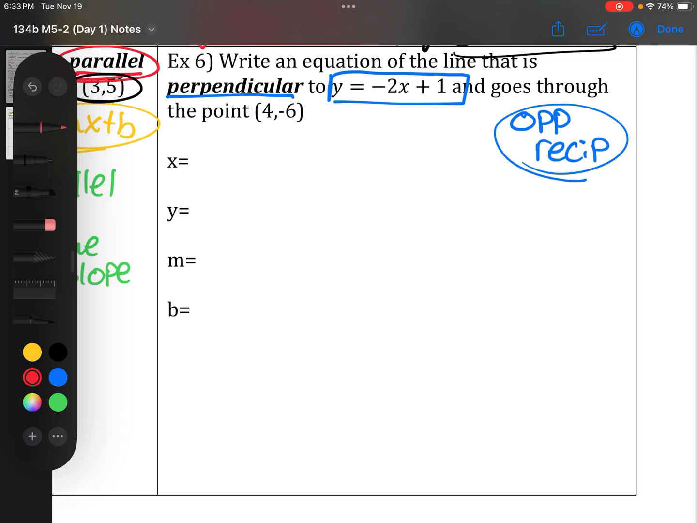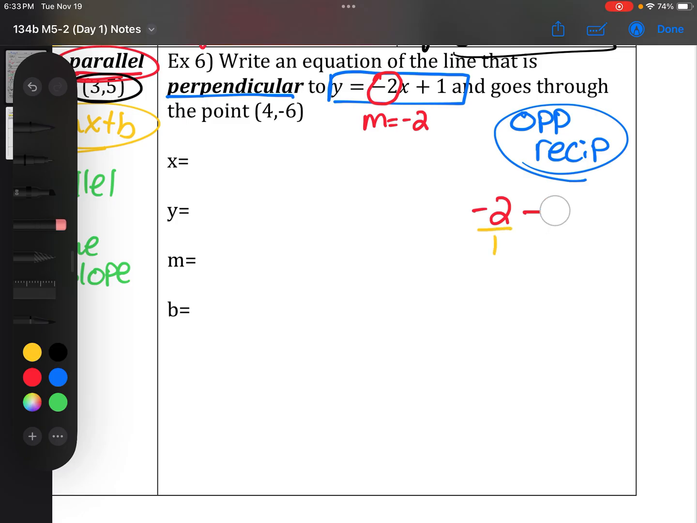They said it's perpendicular to this line. So the slope of that line is -2. So I need to figure out what's the opposite reciprocal of -2. So -2, we need to flip it over a fraction. So I'm going to change -2 to -2/1, and then I'm going to flip it.